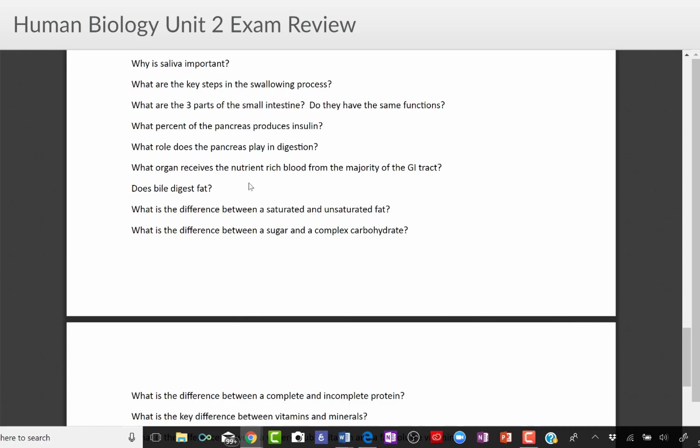All right, what organ receives the nutrient-rich blood from the majority of the GI tract? Once you've digested your food, now you absorb it. Most of it, everything but fat. Fat goes through your lymphatic system and then works its way to the blood, but everything else is going to go right to the liver. Your liver is receiving almost all of the blood from your GI tract. So it calls dibs on proteins, vitamins, minerals, carbs. The liver is going to work with those structures and store some and change some and get rid of others. So it calls dibs on everything but fat.